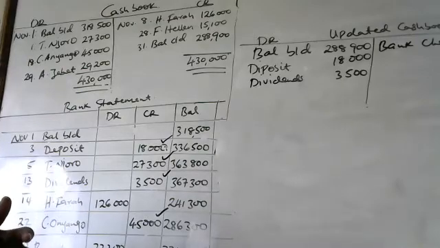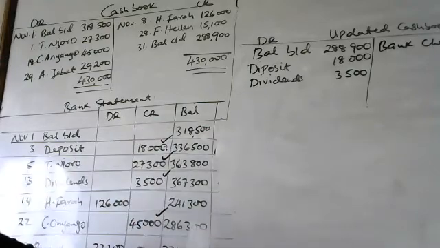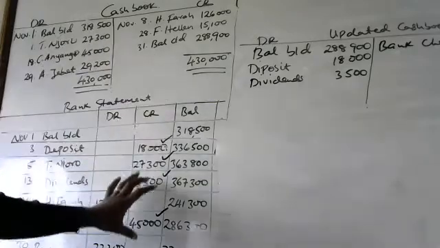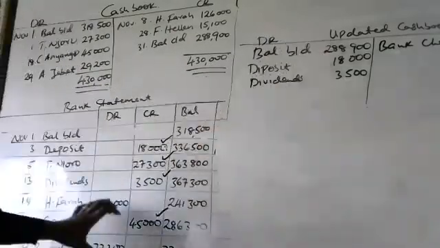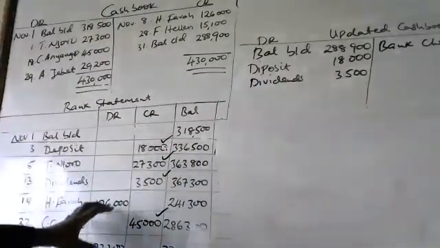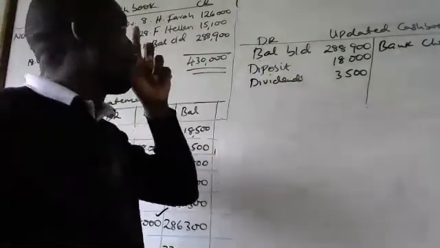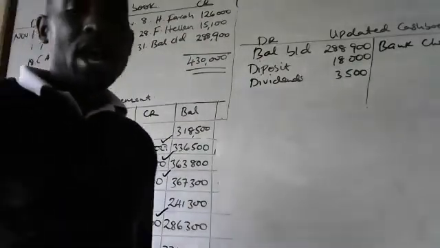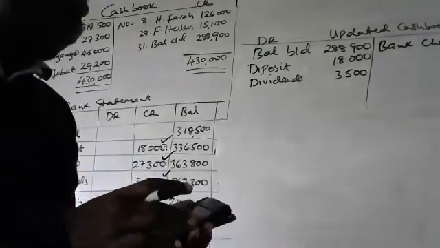So I want you to understand the procedure. Go to the credit of the bank statement, confirm whether it is on the debit. Anything that is here but missing here, you include on the debit. You go to the credit side of the cash book and you update it with items that are appearing in the bank statement on the debit column but missing on the credit side of the cash book. After doing that, now you can calculate the balance as per the updated cash book.